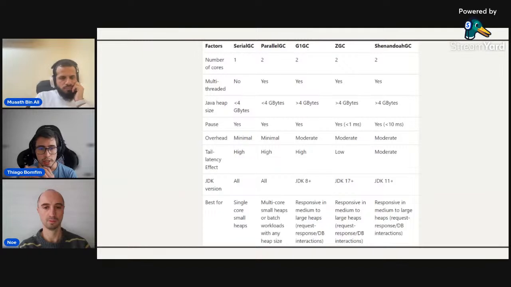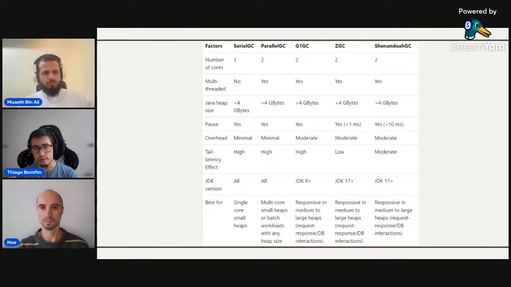If you want something moderate in terms of latency and throughput, G1 maybe is the best one. Again, it's the default one. And if you don't know what to choose, go with G1, then try to tune G1, try to understand why you need something else, and then you can change the GC. G1 usually works well for most applications.